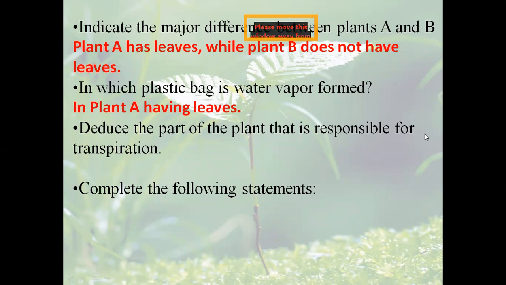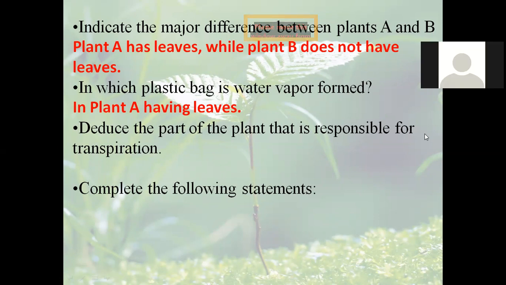Let's move to Celia. Good morning, Celia. So what is the part that is responsible for transpiration? In plant A, we have leaves, so we have water droplets. In plant B, we don't have leaves, no water droplets. So what is the part responsible for transpiration? The leaves. Very good. The leaves are the part responsible for transpiration.